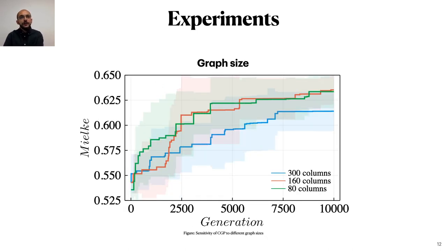Moving on, we studied the effect of different graph sizes on CGP's ability to improve upon the baseline model. We used 300 columns, 160 columns, and 80 columns within a single row formulation. 300 columns corresponds to 300 computational nodes, and this translates to the potential complexity of the evolved models that CGP can produce. What we found is that by minimizing the number of possible computational nodes, CGP has an easier time finding improvements upon the baseline model. This experiment is useful for us because it informs future experiments and future studies.